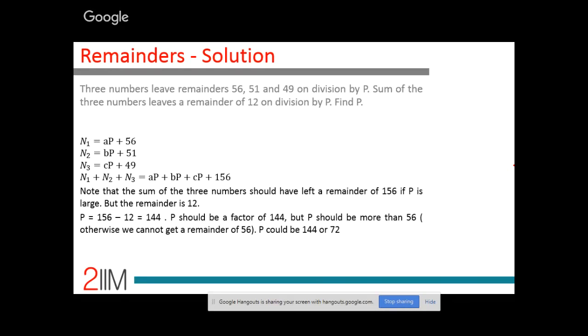What does that mean? You add 3 numbers, the remainder should have been 156, but it's only 12. What does that mean?